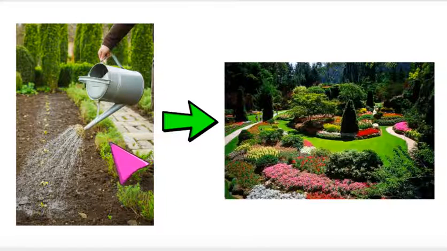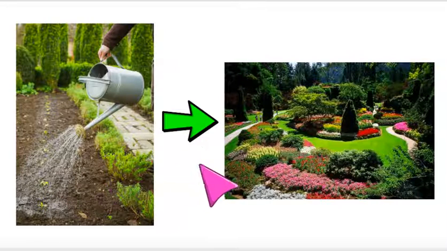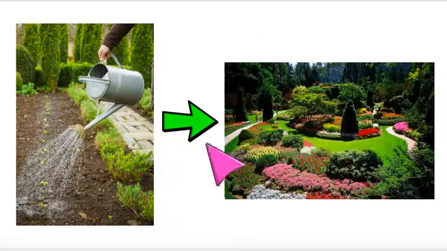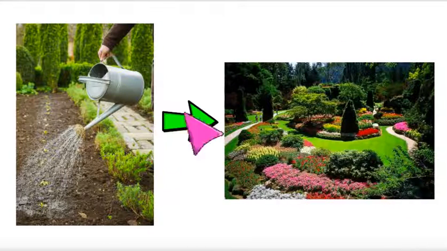So the cause is what happens. The cause is that we water our garden. And the effect is what happens because of the cause. So we are going to grow a big, beautiful garden if we water our plants. Cause and effect.